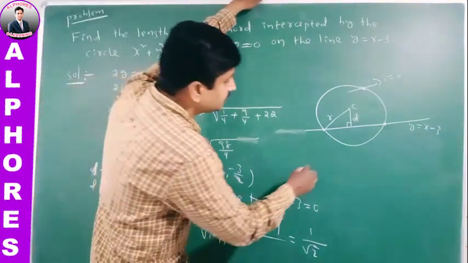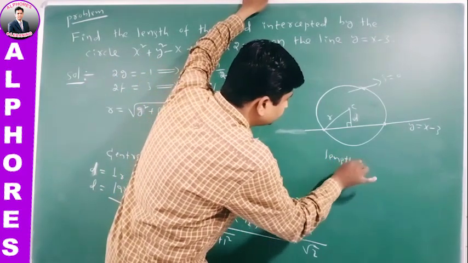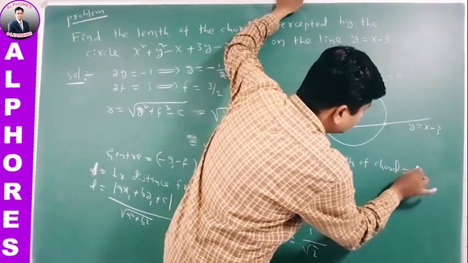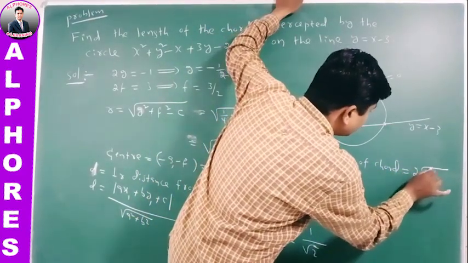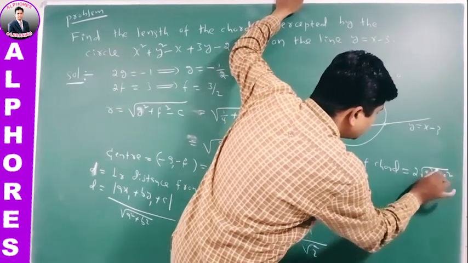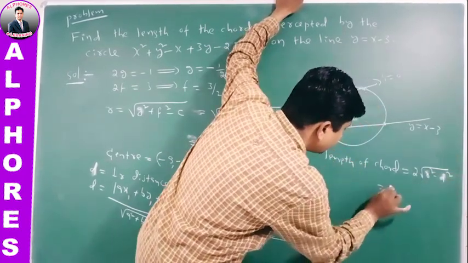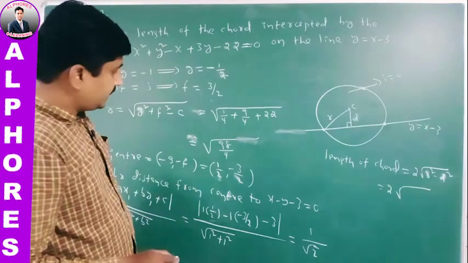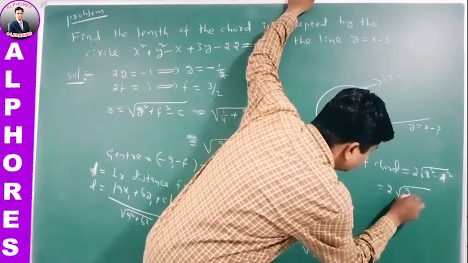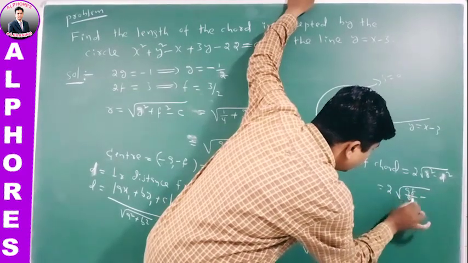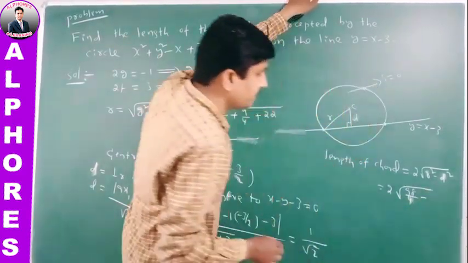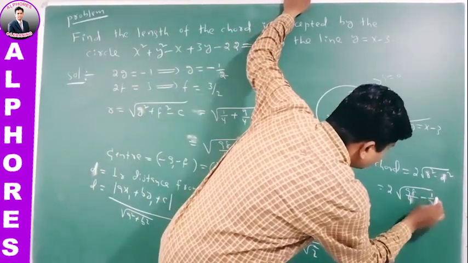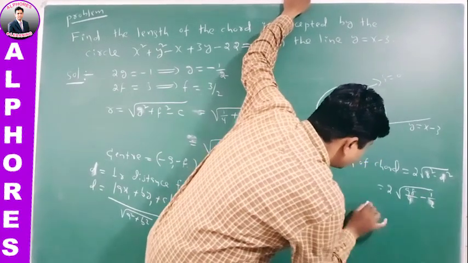Finally, the length of the chord. Length of chord equals the formula 2 into under root of r square minus d square. Here the r value is under root of 98 by 4, therefore r square is 98 by 4. Minus d square: d is 1 by root 2, so d square is 1 by 2.